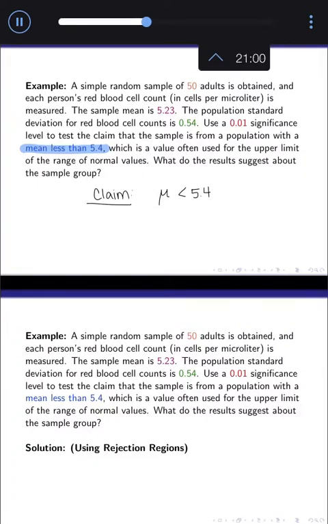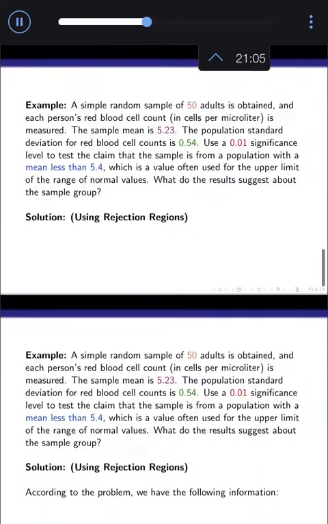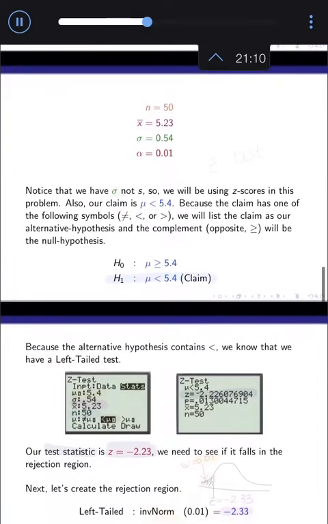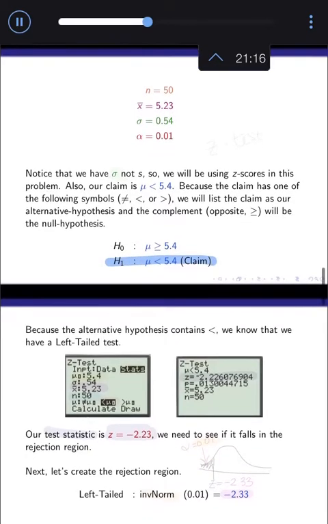Because there's no equal to, that means that will land as our alternative hypothesis just like before. Then the null hypothesis will be the complement, which is greater than or equal to. Just like before, they gave us the population standard deviation sigma, so we'll still be doing a z-test, and we'll still be using z's.